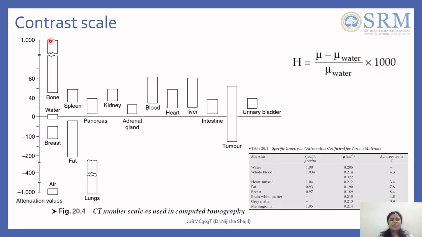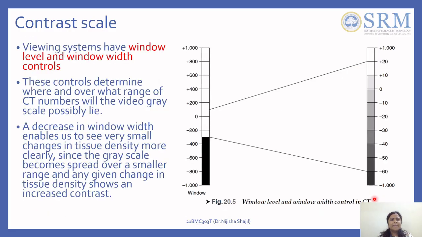So bone, you can see here. -1000 to 1000: -1000 is air, 1000 is the most dense material, and in between you have the water. Anything which falls in between has a different Hounsfield unit. That is a CT number. You can see kidneys in this range, fat, breast, all of this. Lungs, because they are airy, fall here. Based on this value, the Hounsfield unit, the CT number, has been assigned.